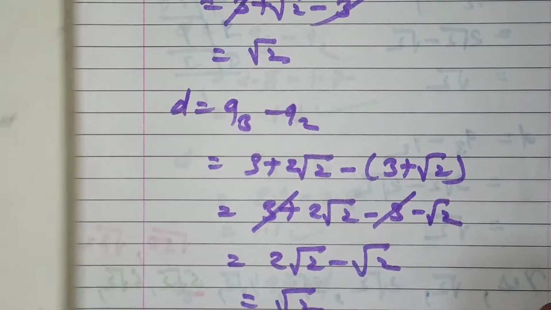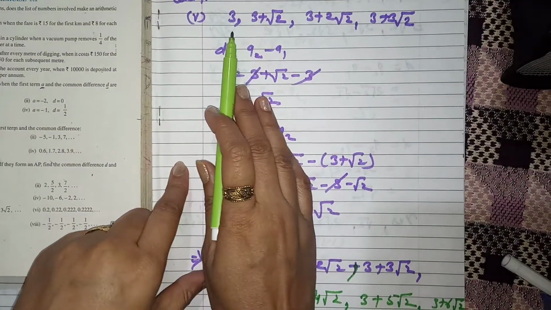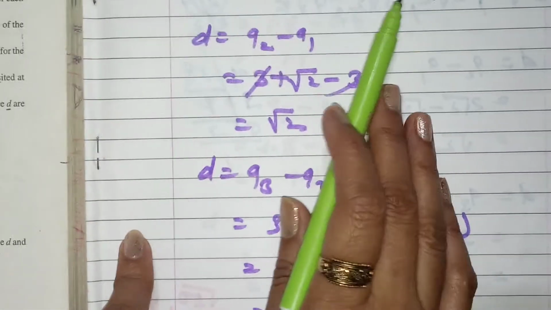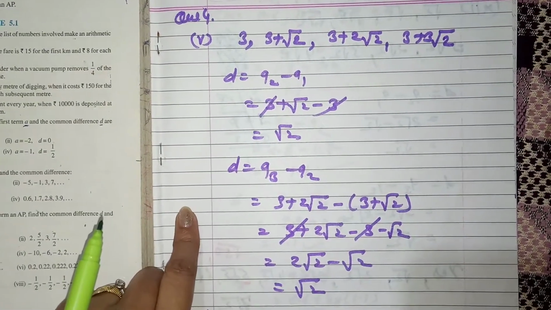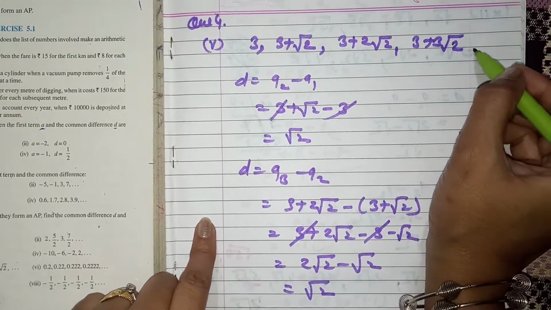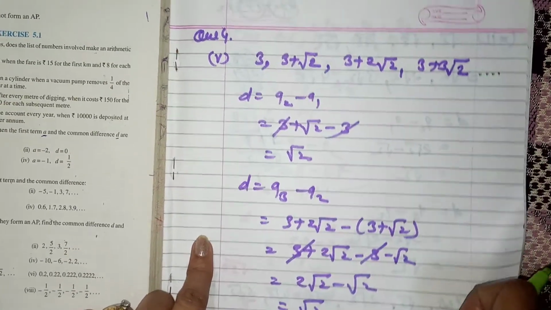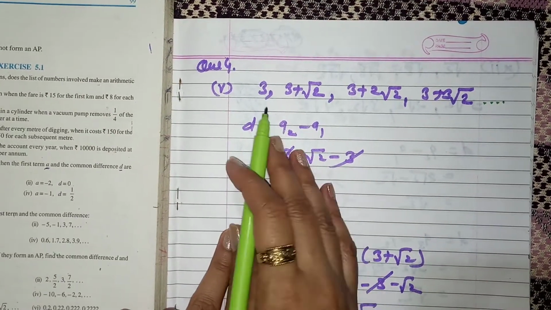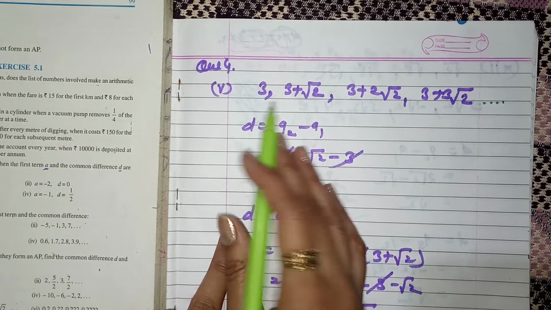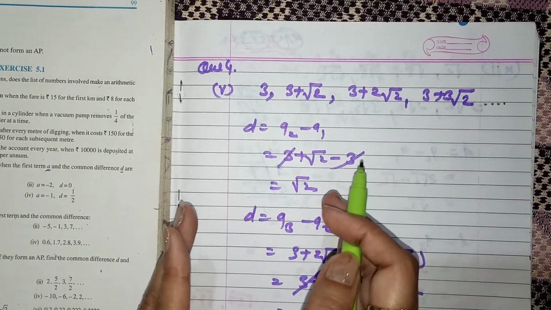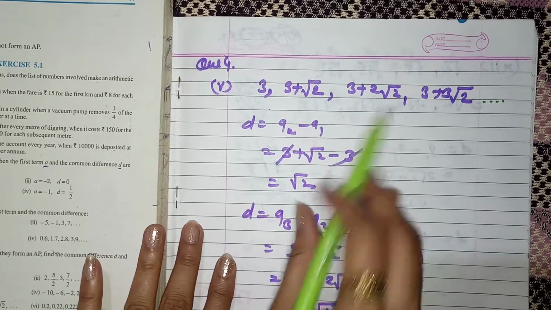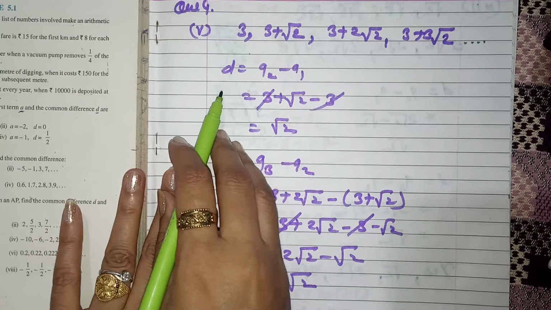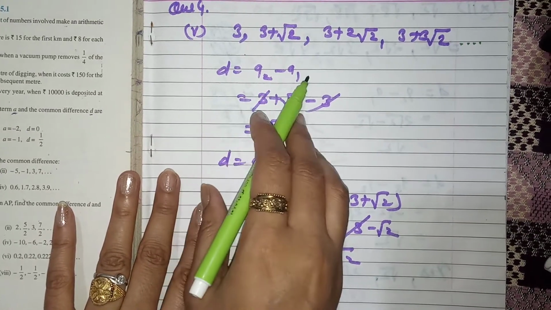Let's do question number 5. It is given as 3 plus 2, 3 plus root 2, 3 plus 2 root 2, 3 plus 3 root 2. So this sequence is given here and we need to check whether it is an AP or not. For that, the first term is okay, but we need to check that the sequence is in order. The order we can easily see, but the difference must be a constant value. So we need to find the difference. That means D is equal to A2 minus A1.